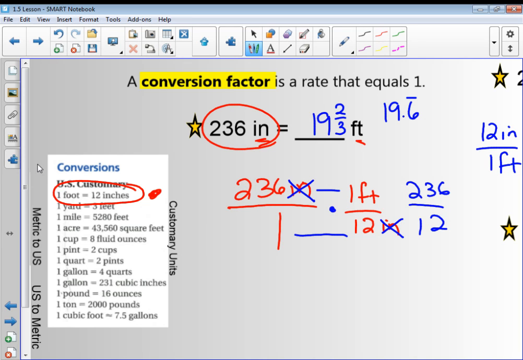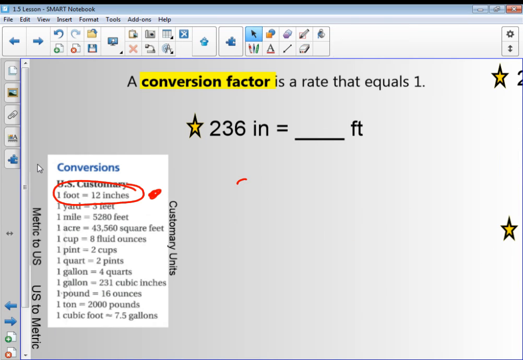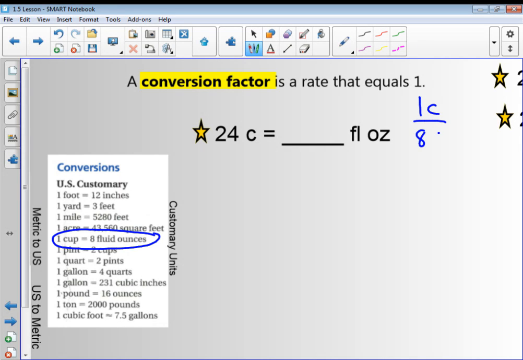All right, so let's try one more. Once again, we're working US to US. Here we have 24 cups equals how many fluid ounces? I need to find my conversion between cups and fluid ounces, and some of you might know it, but it is right here. 1 cup is 8 fluid ounces. So I have 1 cup, 8 fluid ounces, or the other conversion is 8 fluid ounces is 1 cup. We're going to pick one of those.